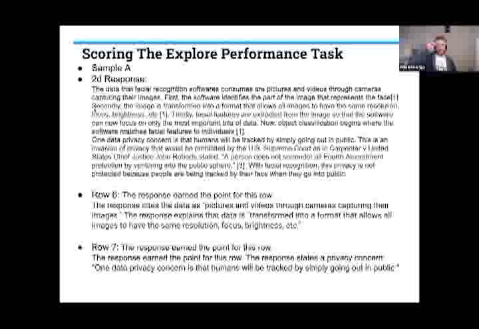It's misidentifying tendencies, more often misidentifying people of color. And so they have stated how this harmful effect can have an impact on society, economy, or culture. All right, and so they've earned all of rows 3, 4, and 5. Let's move on to rows 6 and 7. Rows 6 and 7 relate to response 2D.